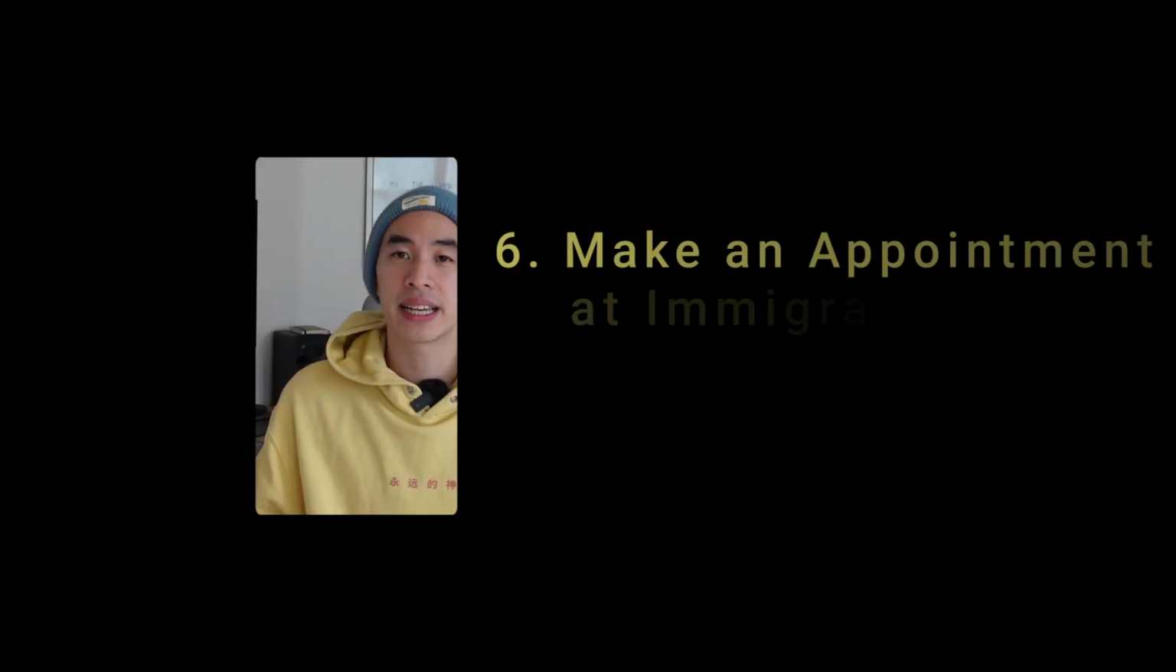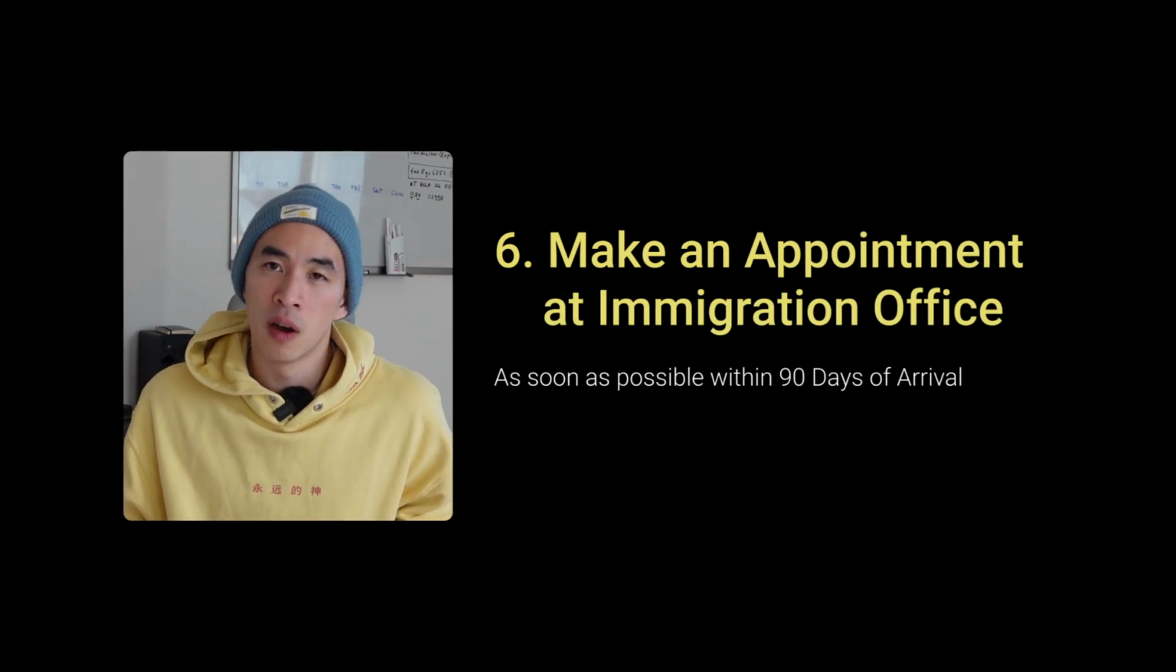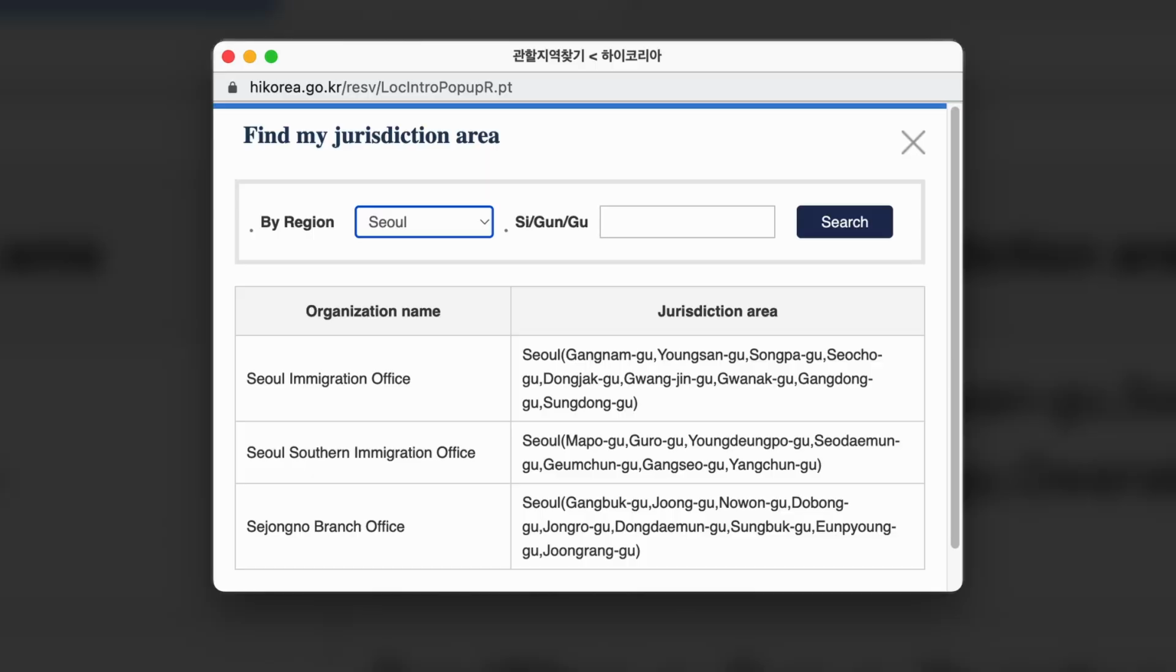Get a Korean phone number as fast as possible. Find housing to get a booking confirmation or a rental agreement. Make an appointment at the immigration office. Why do you need a Korean phone number and a rental agreement? Because the rental agreement will show you which jurisdiction you can make the appointment at.